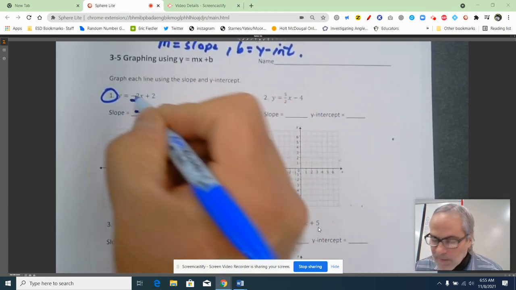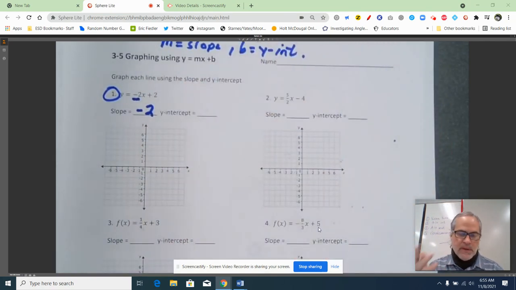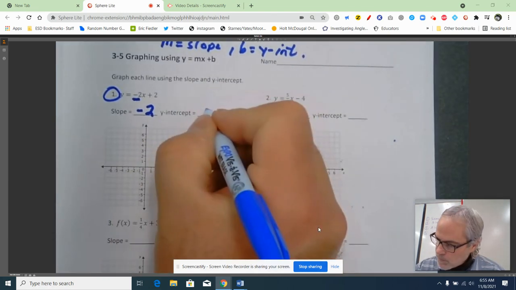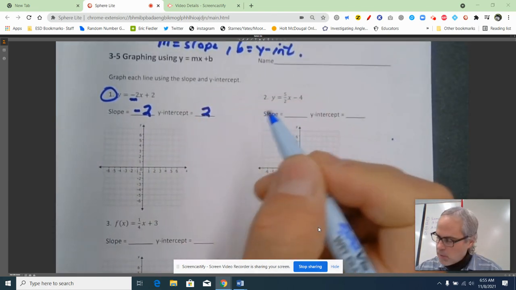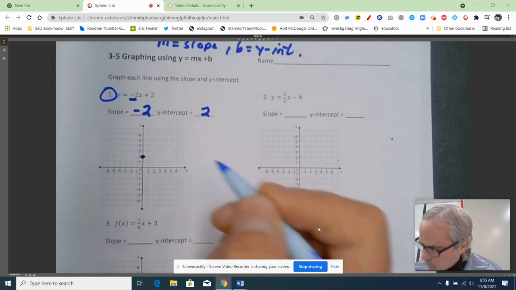front of the x. It does not include the x. Okay, so if you say the slope is -2x, that's not right. The slope is -2. The y-intercept is 2. Okay, so to graph it, here's what I do. I plot 2, which is right there on the y-axis.